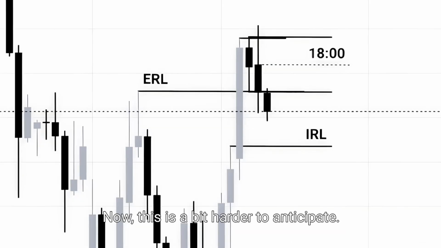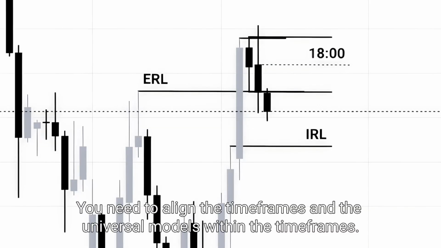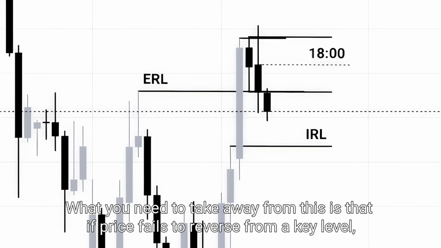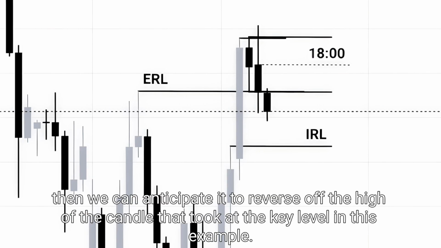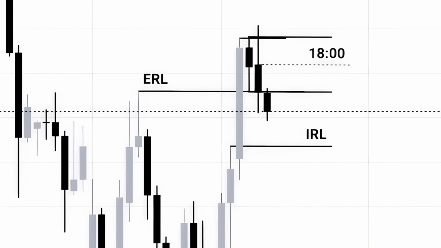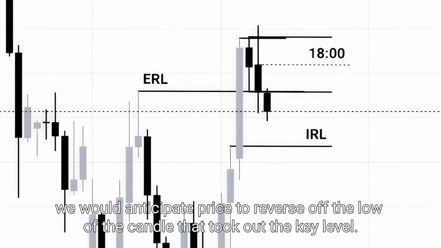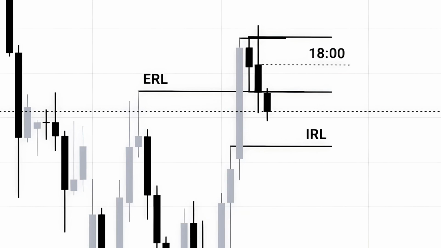Now this is a bit harder to anticipate, right? You need to align the time frames and the universal models within the time frames. So this is why I gotta make a second video on this. What you need to take away from this is that if price fails to reverse from a key level, then we can anticipate it to reverse off the high of the candle that took out the key level in this example. And for the bullish example, if price fails to reverse from the bullish key level, we would anticipate price to reverse off the low of the candle that took out the key level.